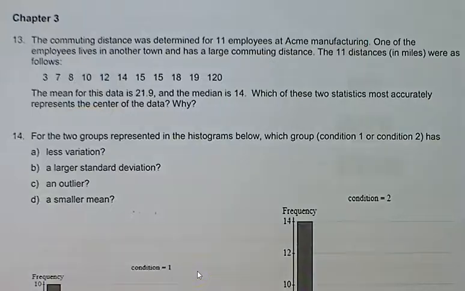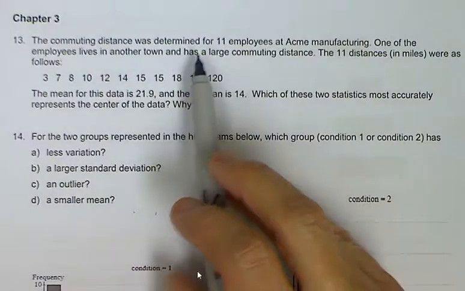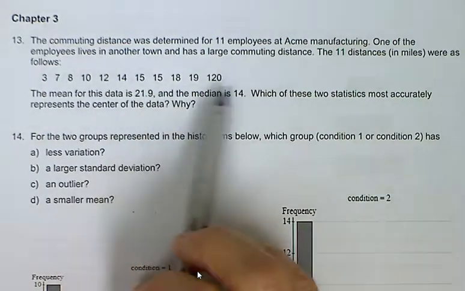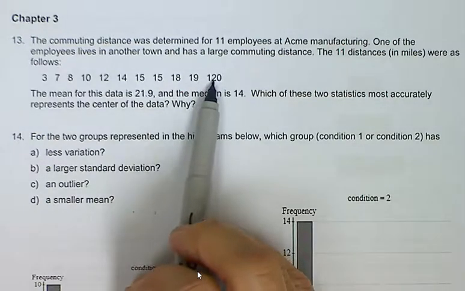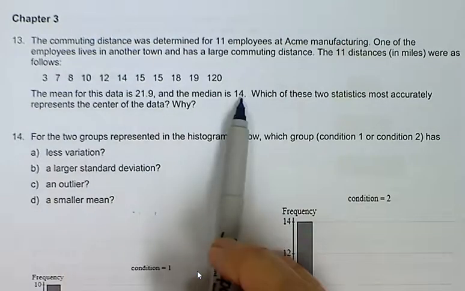Here are some review problems for Chapter 3. First, let's look at this data for the commuting distance for 11 employees. One of the employees lives in another town and has a large commuting distance. That would be the 120 miles here. The mean for this data is 21.9 and the median is 14.